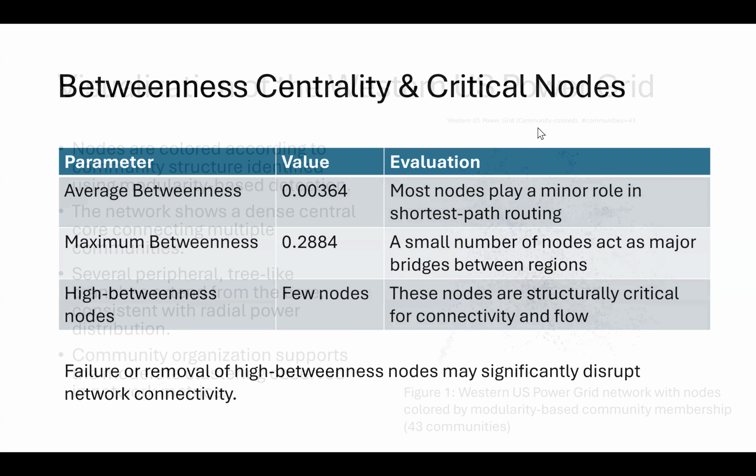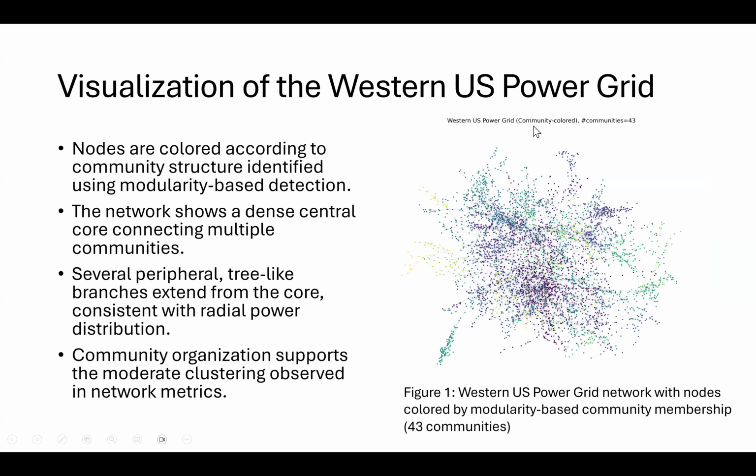And now we are going to look at the visualization. This figure shows a visualization of the Western US power grid network. Each dot is a substation or power station. Each line is a transmission connection. To generate this, I used the NetworkX spring layout with a fixed seed. This is a force-based layout. That means connected nodes are pulled closer and unrelated nodes are pushed apart. So it doesn't show geography, it actually shows the structure.